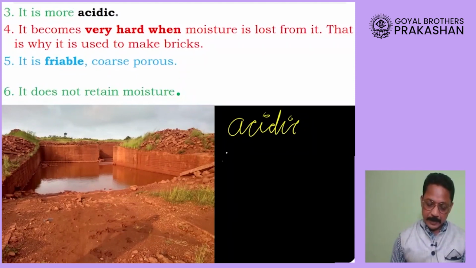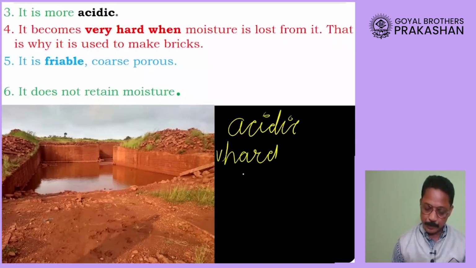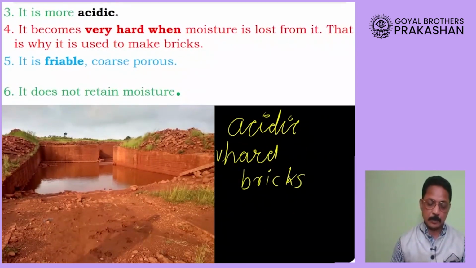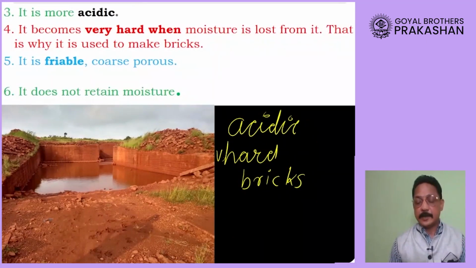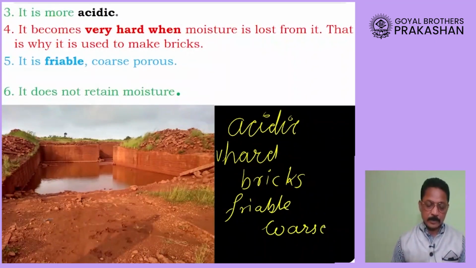Now another characteristic of this soil is that it is acidic in nature. Then this soil becomes very hard when moisture is lost from it, and that is why this soil is used for making bricks. Now this soil, like red soil, is friable in nature. And it is coarse in nature, and this soil also does not retain moisture.